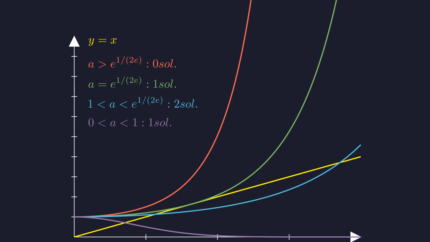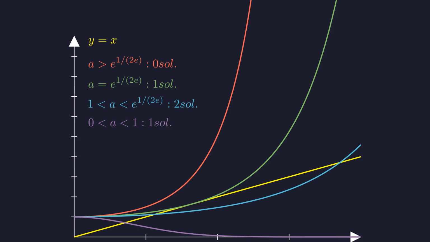Zero solutions. Next, the green curve for a equals our exact critical value of about 1.0444. It becomes perfectly tangent to the line at one single point. One solution. Now the blue curve for a equals 1.1, a value between 1 and the critical value. The curve widens and cuts through the line twice. Two solutions, just as the algebra foretold.